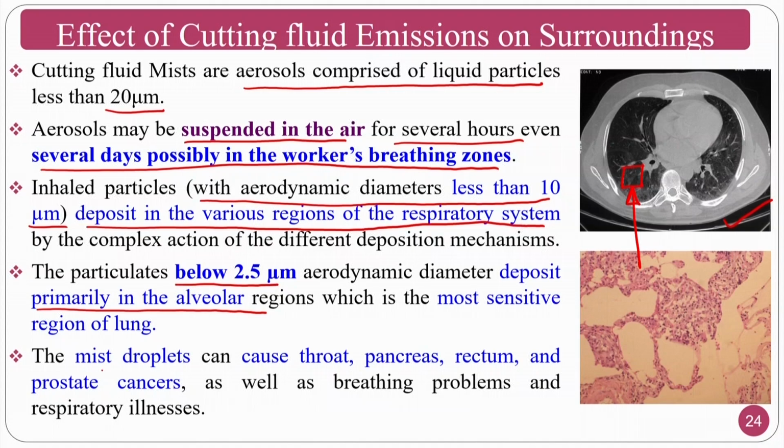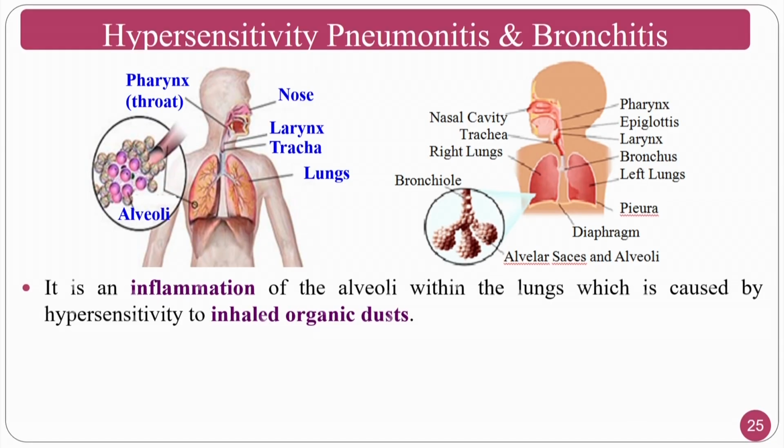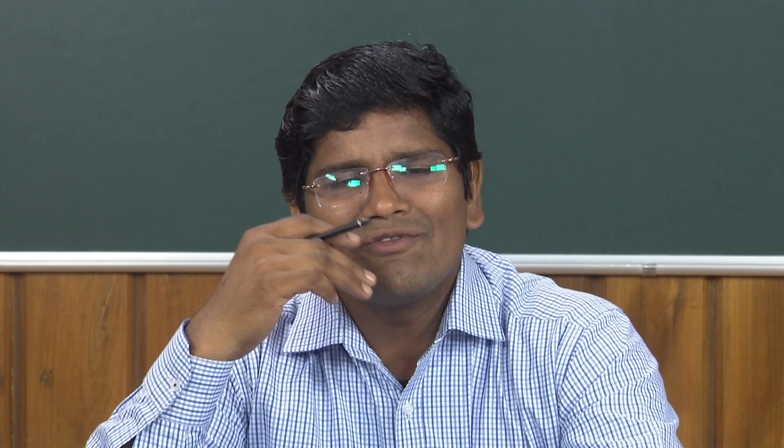The mist droplets can cause throat, pancreas, rectum and prostate cancers, as well as breathing problems and respiratory illness. As I said, 2.5 microns will enter into the alveolar region. The alveolar region is this region, which looks like nerves and other things. This is a small opening. If the 2.5 micron particles go and block these particular portions, you will face a lot of problems with breathing.